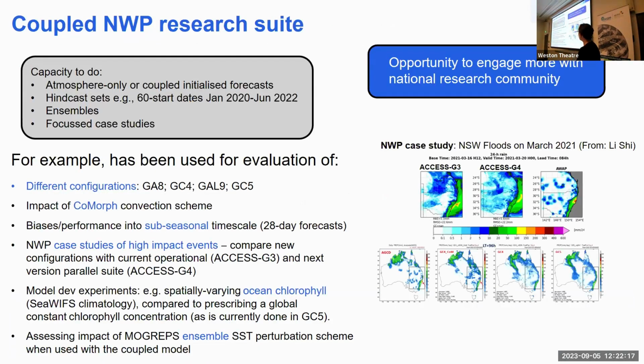So one area where I think there is an opportunity to collaborate more is in this coupled NWP research suite, which we've ported across in the last 2 years. And this suite has the ability to do atmosphere only or coupled forecasts. You can run hindcast sets. So for example, at the moment our test bed is over January 2020 to June 2022. You can also, with the suite, run ensembles, and you can also do focused case studies. And we use it to look at a whole lot of different things, like different configurations, impact of convection scheme, look at high impact weather forecast cases, etc.